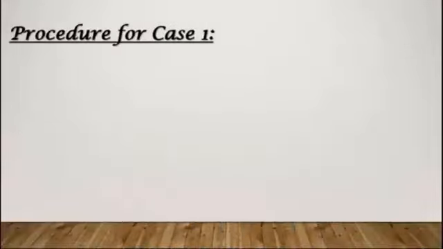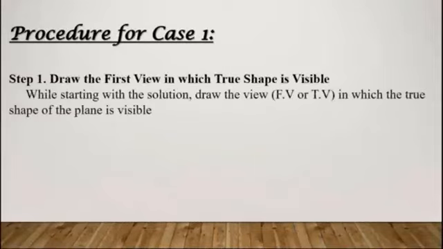Now let us take an example. Before that, let us see the procedure. For case 1, what should be the first step? Draw the first view in which the true shape is visible. So while starting with the solution, draw that view first in which the true shape of the plane is visible. It can be front view, it can be top view.